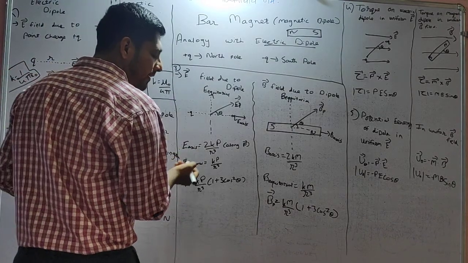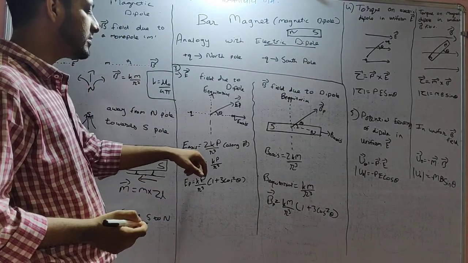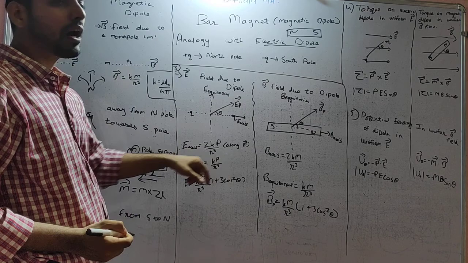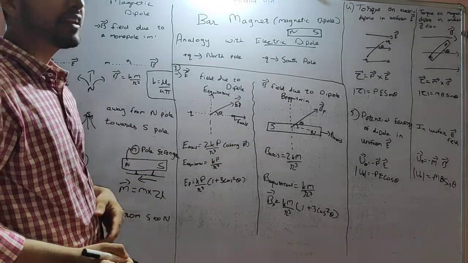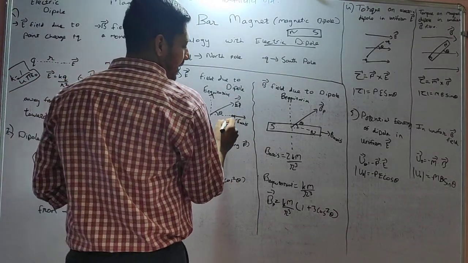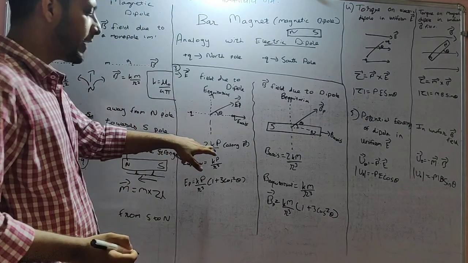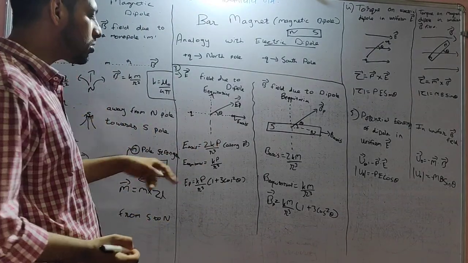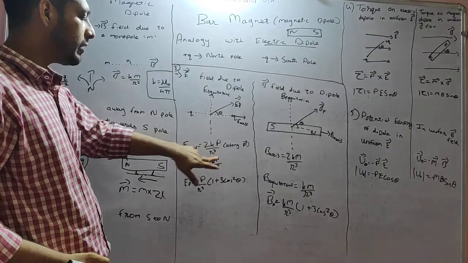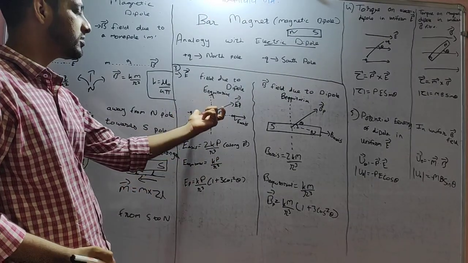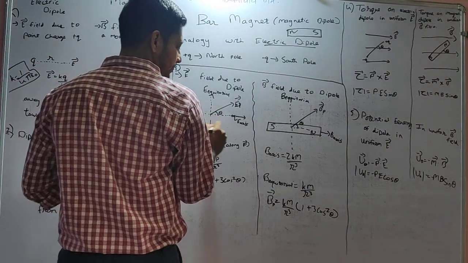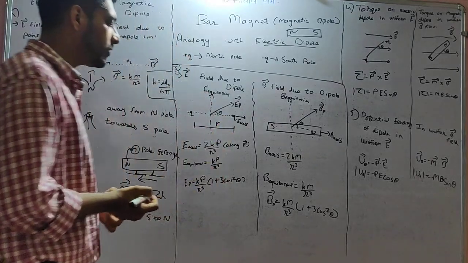So first, for electric field at the axis, it will be 2kp upon r cube, and the direction will be along p. What is k? k is 1 upon 4 pi epsilon naught. p is your dipole moment, and r is the distance between the two charges.